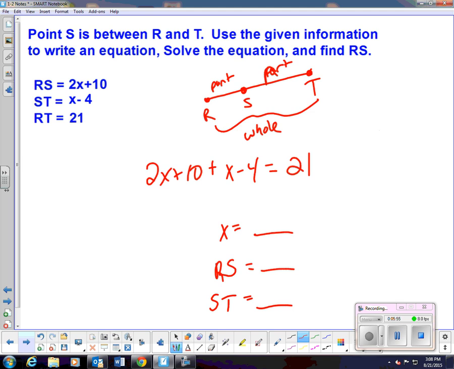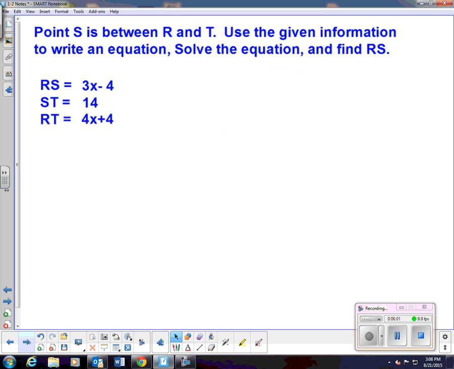All right, now that we've got this done, we're going to go on to our next example. So here's our next example. Pause this video, work this question. Then when you're ready to check your work, turn it back on. Okay, so again, let's go through this process. We have two endpoints, and a point that's between them somewhere. So it says S is between R and T.